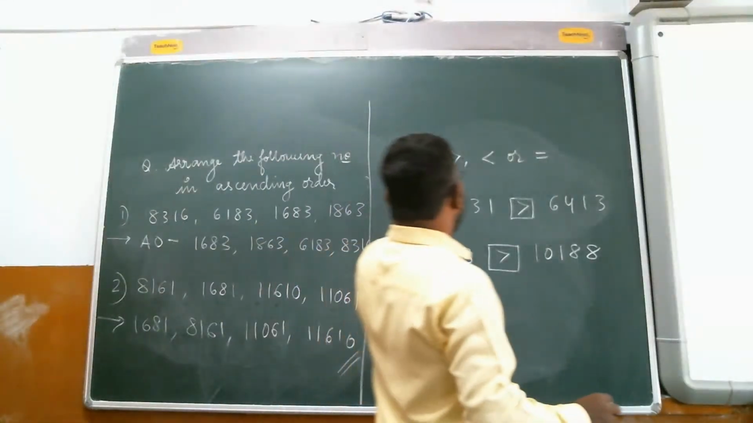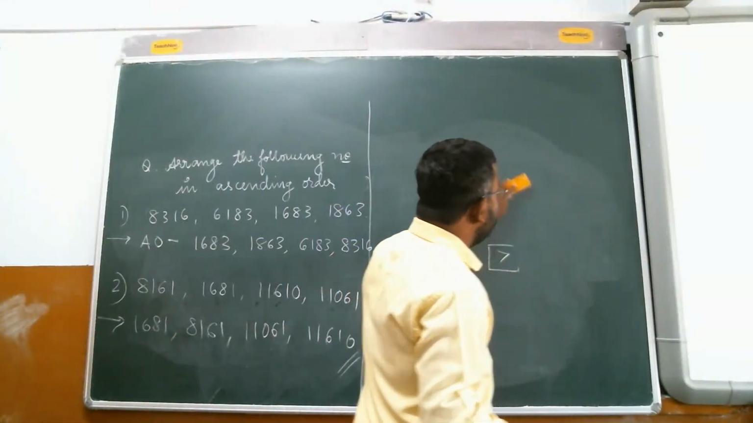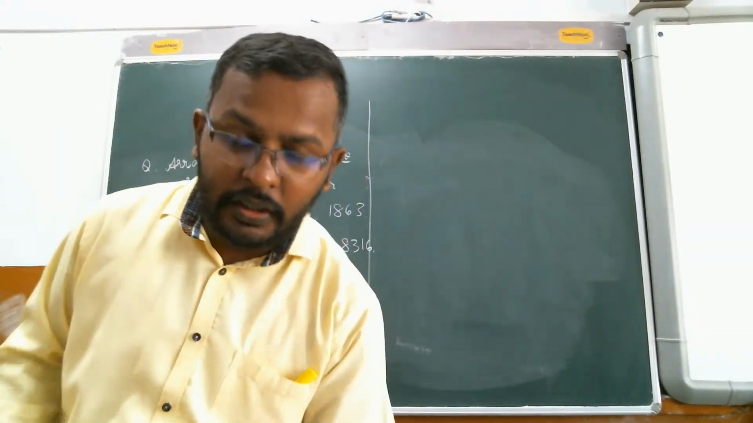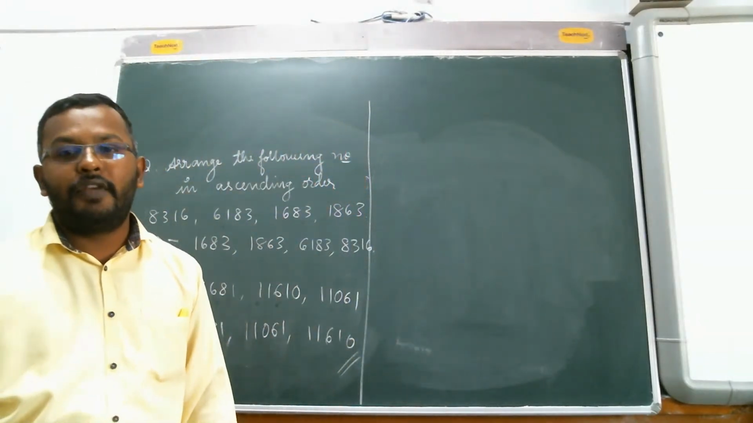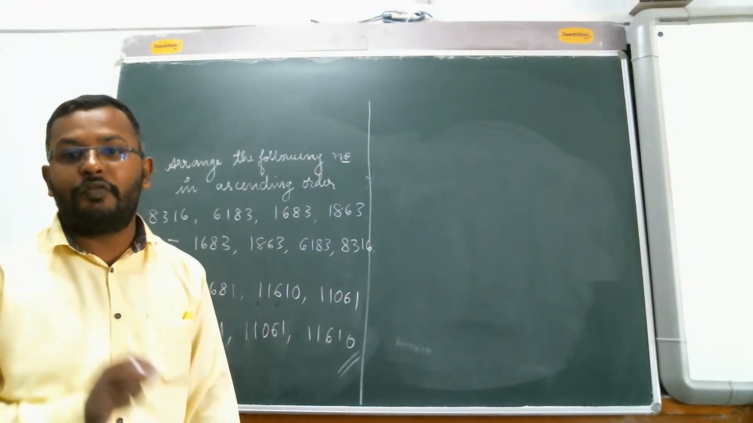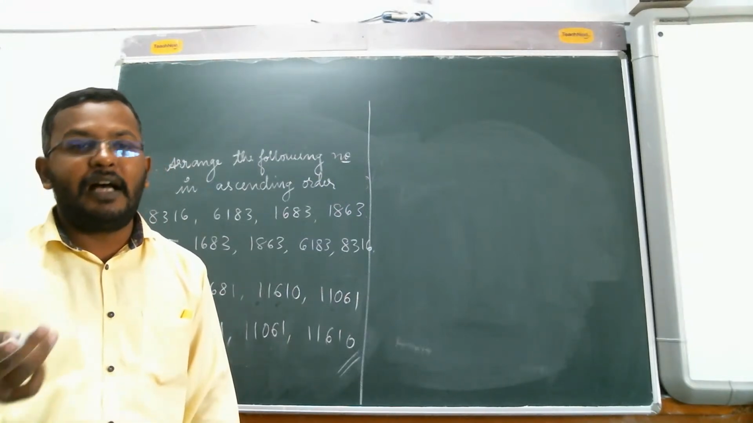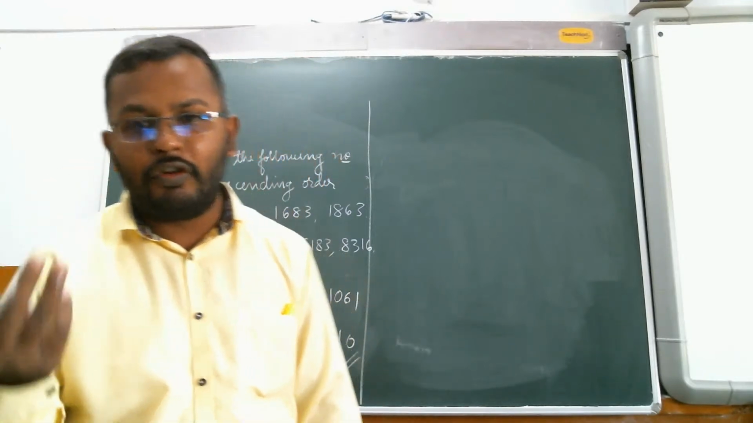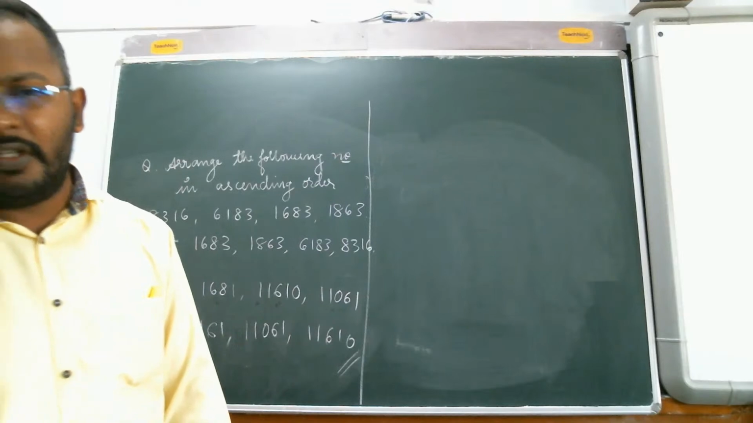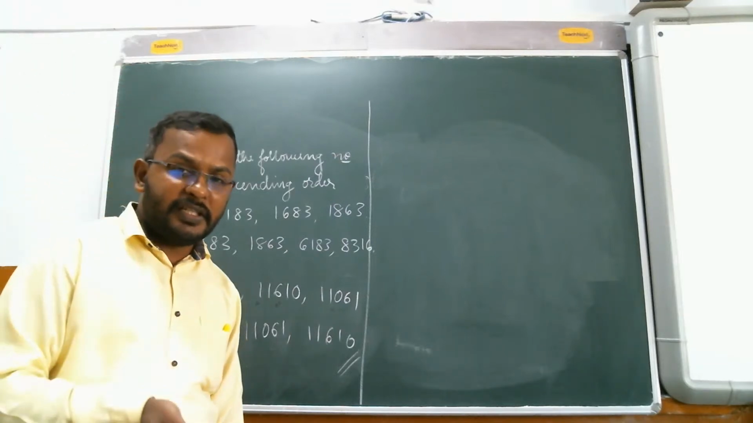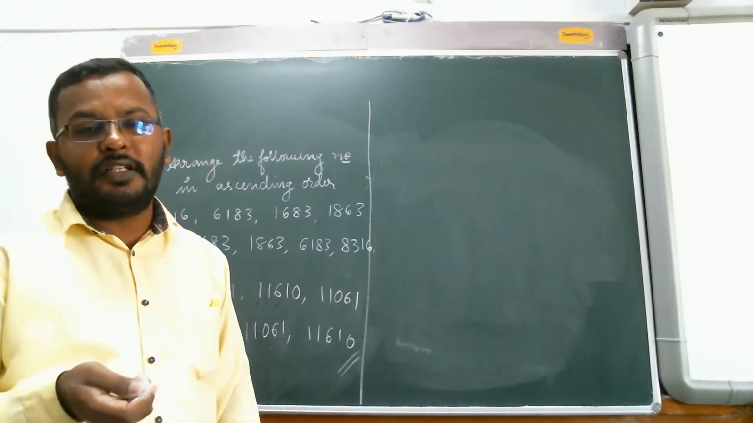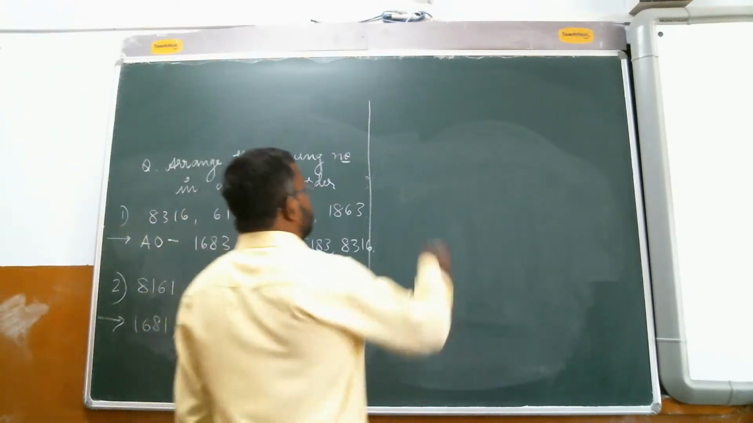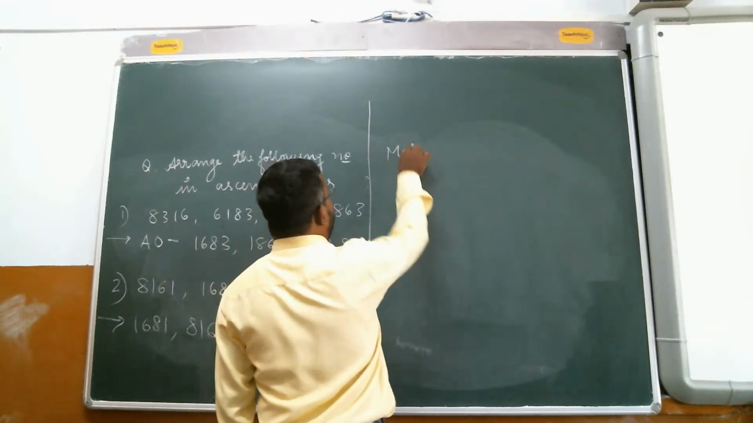So let's go to the last topic, that is formation of numbers. Digits will be given. Using the digits, we have to make the numbers. You have to form the numbers. They may ask to form 3-digit number. They may ask you to form 4-digit numbers. Okay. So the digits will be given. Using the digits, you have to make the numbers.